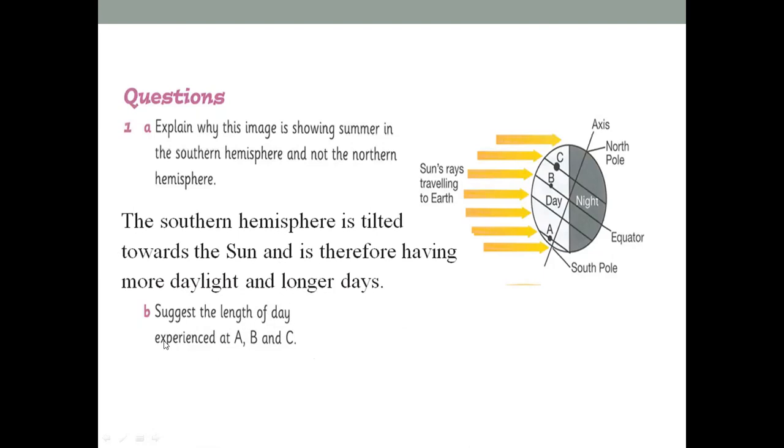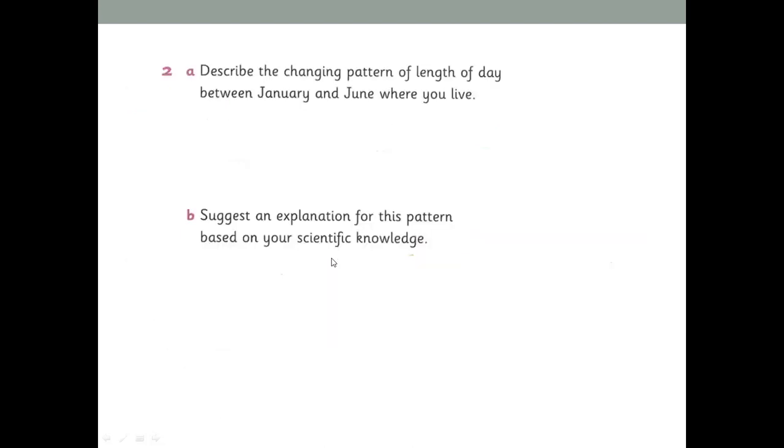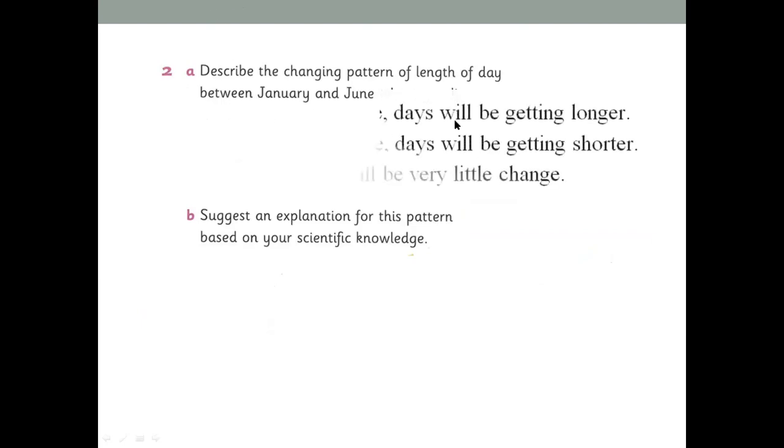Suggest the length of day experienced at A, B, C. Where are A, B, C? You need to write it. B has the longest day, and C has the shortest day. Question number two: describe the pattern of change in length of day between January and June where you live.